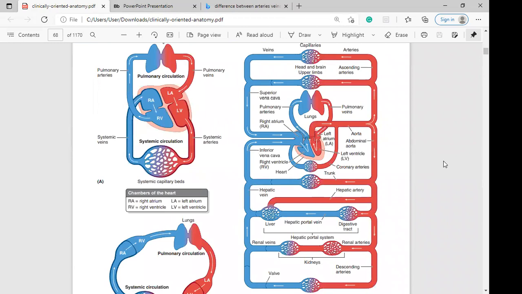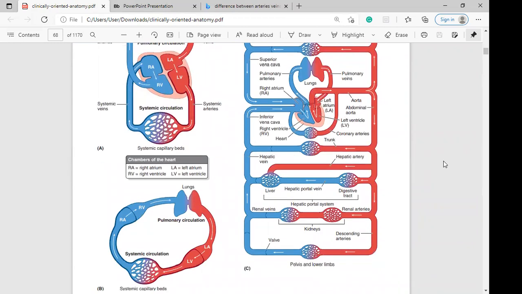Then we also said that there is a valve between the right atrium and the right ventricle. What is the name of that valve?